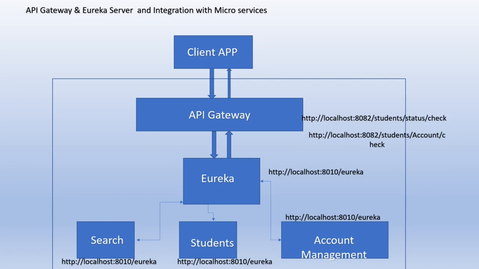And practically we will see the program. When we see the practical program, search is one individual service, students is one individual service, and account management is another individual service. So for these three services, we are going to develop three projects, and for the Eureka server or Eureka client, we need to develop one more project. For the API gateway, we need to develop one more project. Considering all this, we can develop the integration and all.